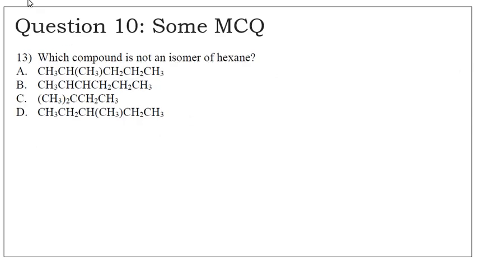13. Which compound is not an isomer of hexane? We're going to do something very similar to what we did before: look at the molecular formula, but you do need to know what the molecular formula for hexane is. If you remember the general formula of an alkane, that's very handy: CnH2n+2. So if n equals 6, then H has to be 14. Alternatively, you can draw it out, but hopefully you don't need to do that. Alright, I'm going to go through all of them.